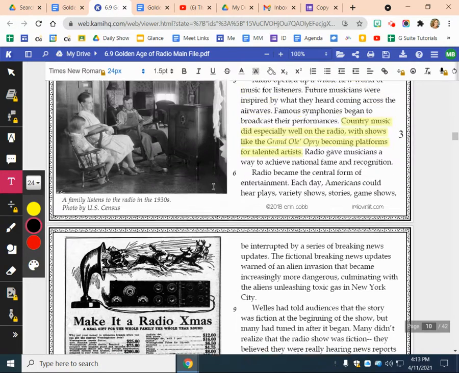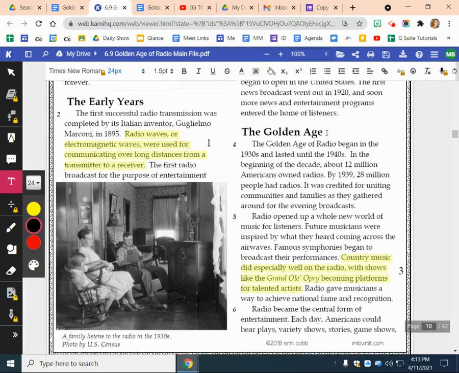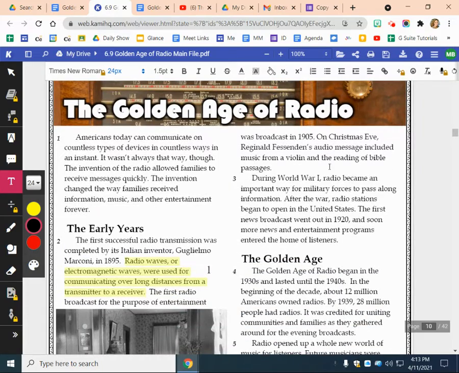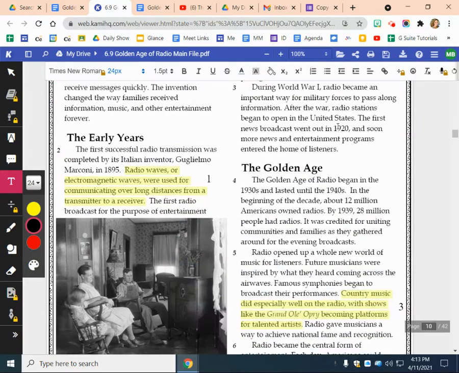So it says 1930s, and there are a lot of dates in here, so I'm going to search for numbers first. It says 1920, 1930s. So it says the golden age of radio began in the 1930s and lasted until the 1940s. In the beginning of the decade, about 12 million Americans owned radios. By 1939, 28 million people had radios.